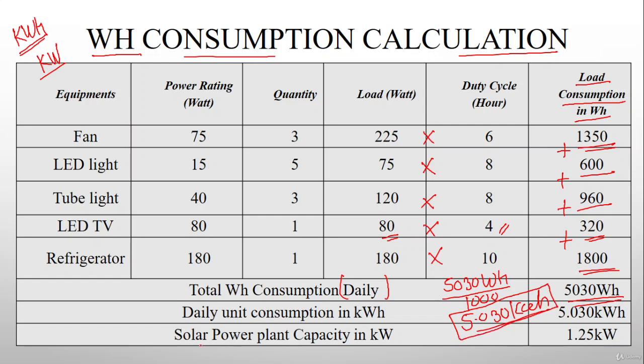Now whenever we want to calculate the solar power plant capacity for installation, we will use the thumb rule: 1 kilowatt of solar installation produces 4 units in one day.